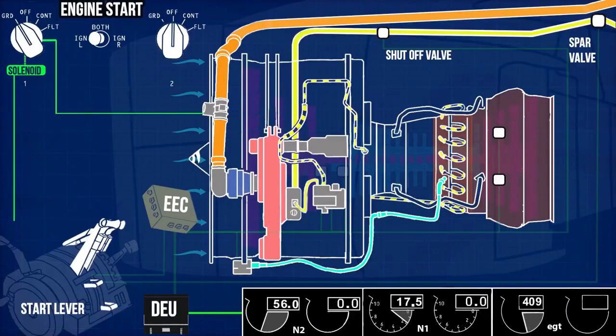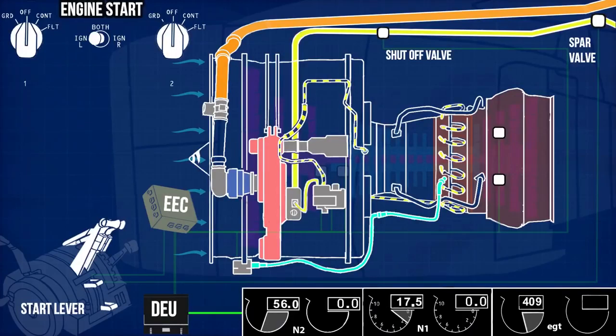The DEU removes the ground from the start switch solenoid, and the switch goes to the off position. This removes the power to the start valve, which closes to stop the pneumatic supply to the starter. The reduction in pressure reduces starter speed, which disengages the clutch, isolating the starter from the engine gearbox rotation. As the temperature inside the combustion chamber is enough for continuous fuel-air mixture ignition, the EEC deactivates the ignition system. Now the engine has reached the idle stage.